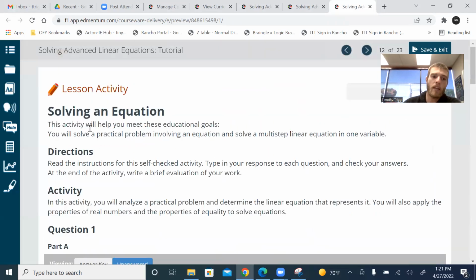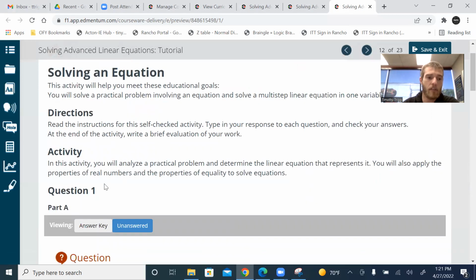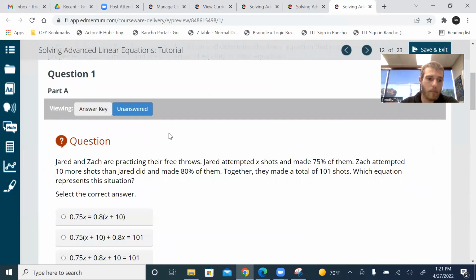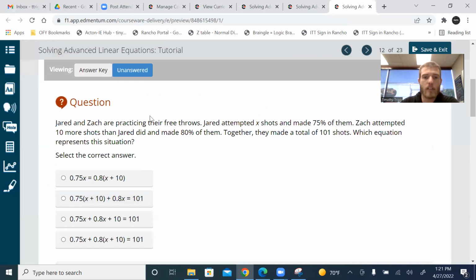So we're going to go through this brief activity here. It says, in this activity, you will analyze a practical problem and determine the linear equation that represents it. You will also apply the properties of real numbers and the properties of equality to solve equations. So a bunch of the same stuff we did in the last lesson. Again, just a little more detailed.